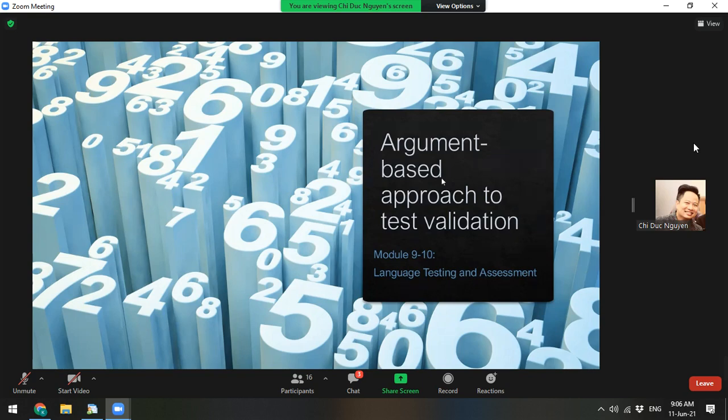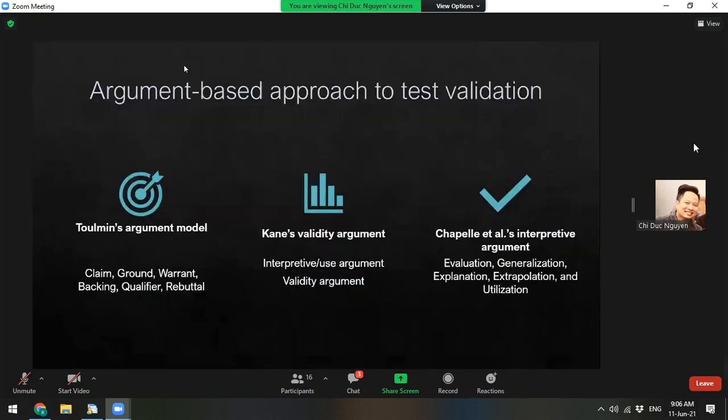Okay, so actually it's not very novel because it's based on something that you have learned in academic writing. And I do hope that if you have been involved in the academic writing courses, you have familiarized yourself with this concept over here, the Toulmin argument model. And you might have learned about the claim, ground, warrant, backing, qualifier, and rebuttal. And this one is going to be the basis for the argument-based approach to test validation.